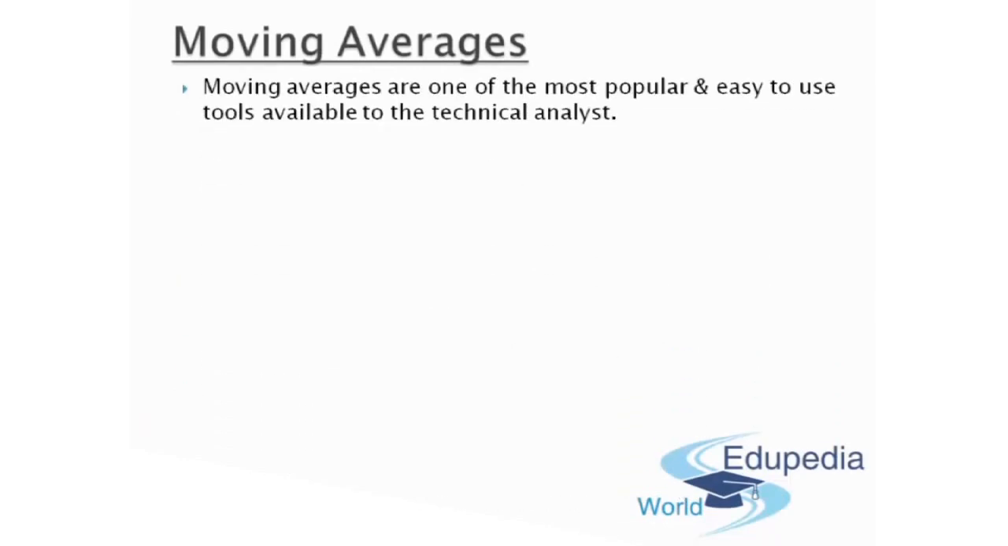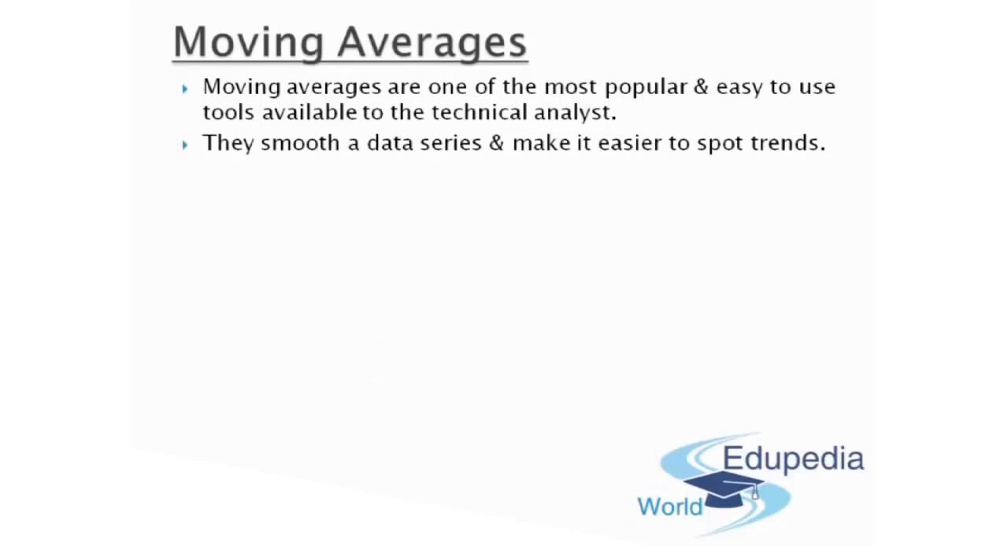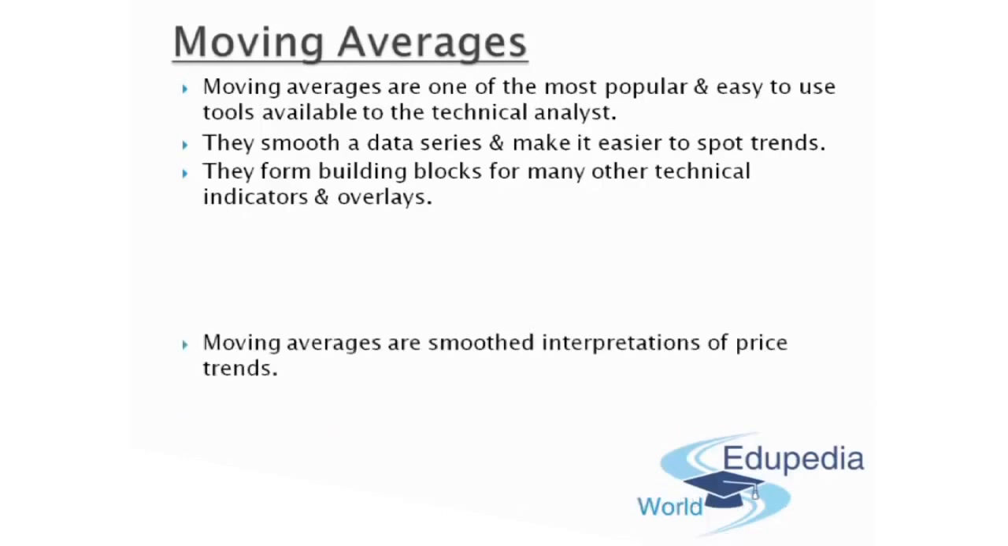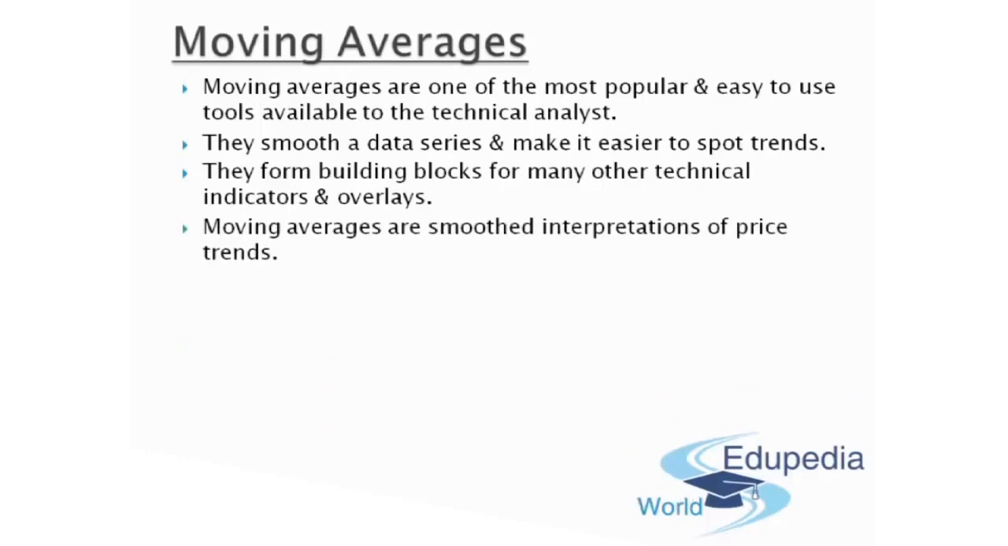Moving averages. Moving averages are actually one of the most popular and easy to use tools which are available to any of the technical analysts. They smooth the data series and make it easier to spot trends. They form building blocks for many other technical indicators and overlays, just like Bollinger Bands and charts. Next, moving averages are smooth interpretation of price trends.